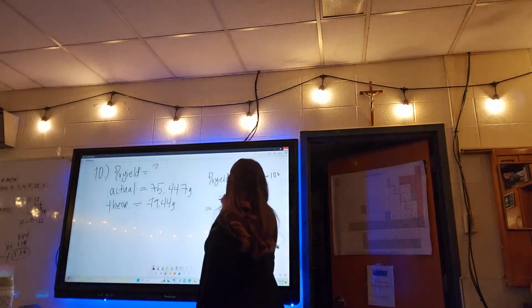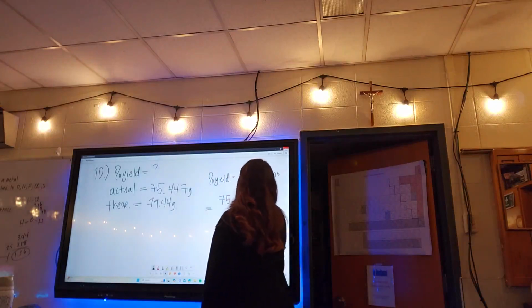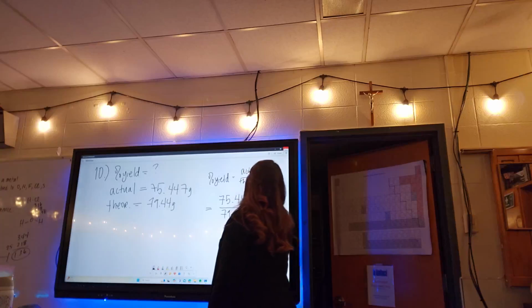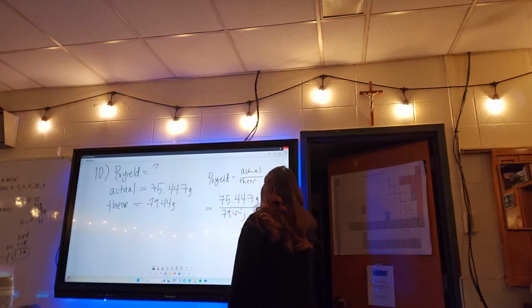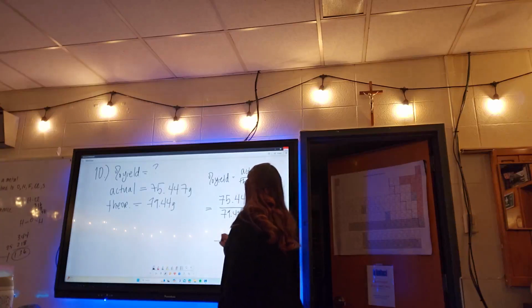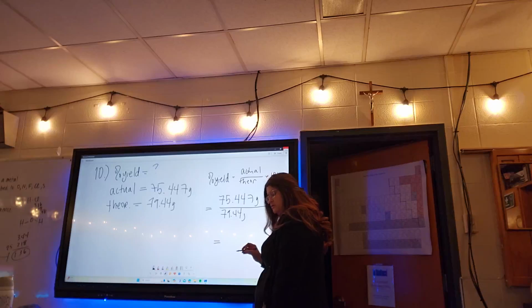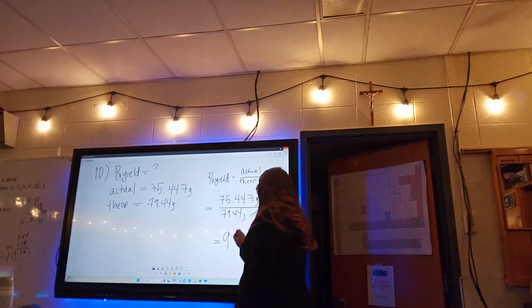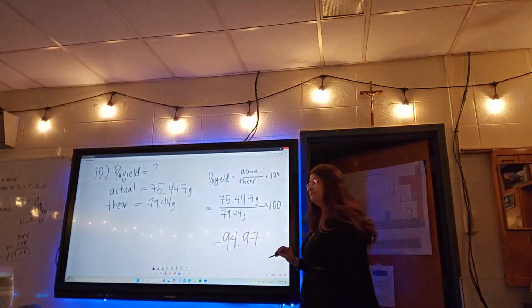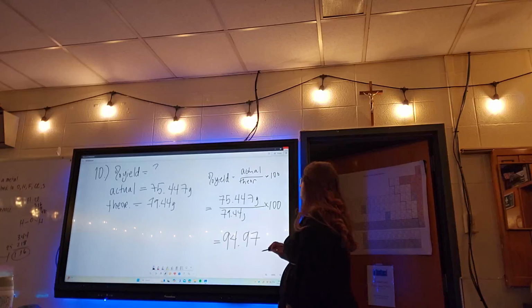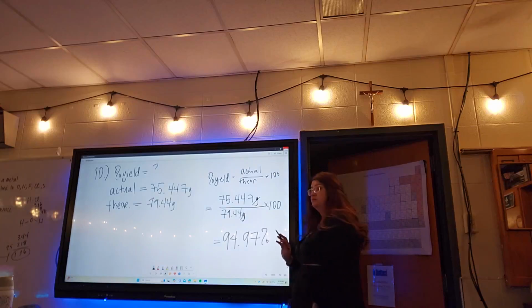So this is what I would do to show my work. I would type or write in 79.44 grams times 100. I would do that math, and can anybody help me out? What do you get for an answer? 94.97. Yeah, 94.97. Okay, what's your unit? Grams. Nope, both of those grams are going to go away. It's percent, and that's it. No grams, just a percent sign.